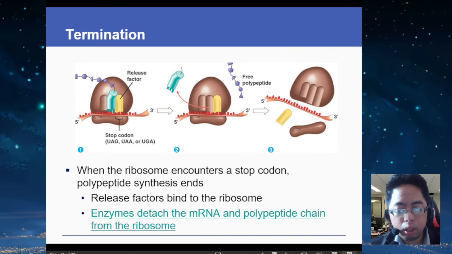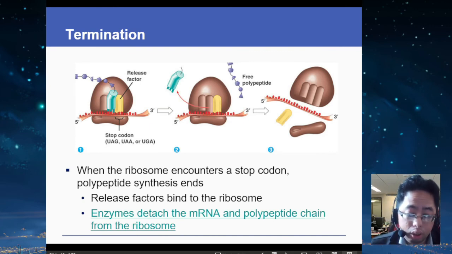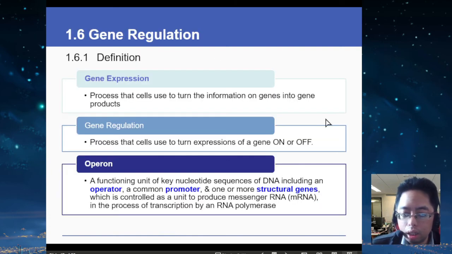When the ribosome encounters the stop codon, polypeptide synthesis ends. The release factor will bind to the ribosome, and enzymes will detach the mRNA and polypeptide chain from the ribosome. As you can see here, it will detach. So what we have is a long polypeptide here, and here is the unused mRNA.